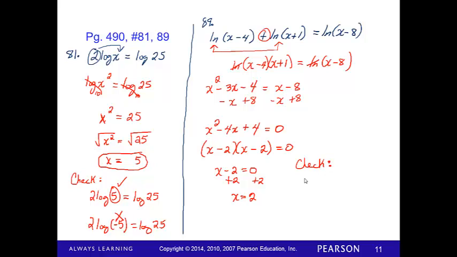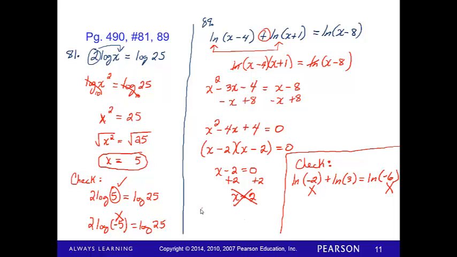Let's make sure that really works. So here's our check. We're going to plug the 2 back in for every x to make sure all of the arguments are positive. So we have the natural log of, well, 2 minus 4 is negative 2, plus the natural log of 3 equals the natural log of negative 6. We have a negative argument here as well as here. Therefore, this cannot be a solution. And there is no solution. So the answer would be no solution, or you can write it as the empty set.